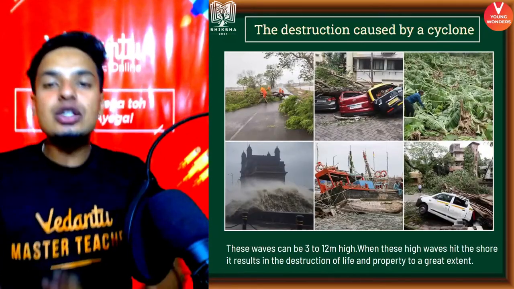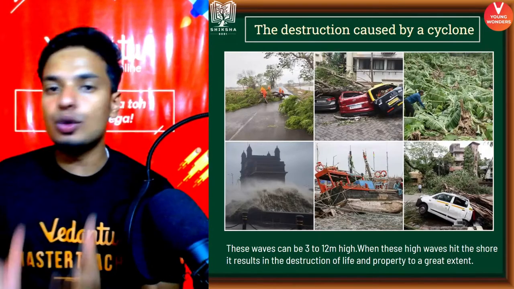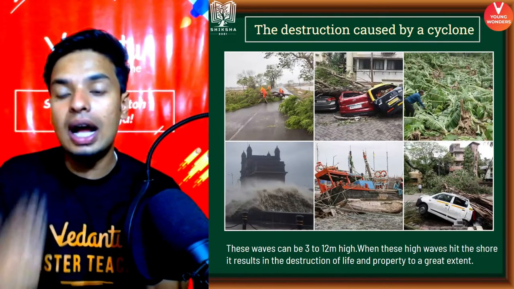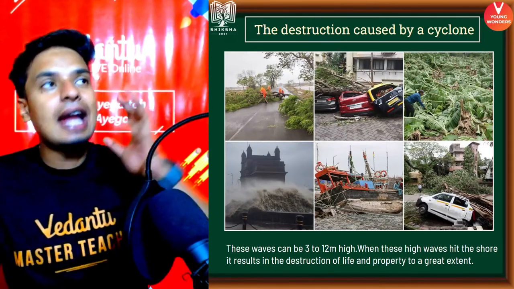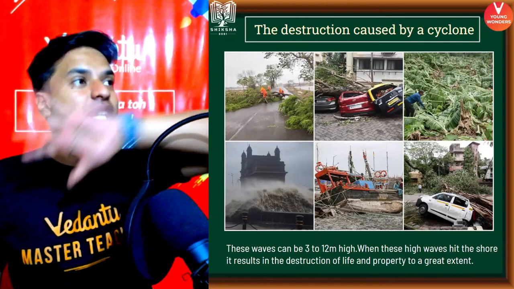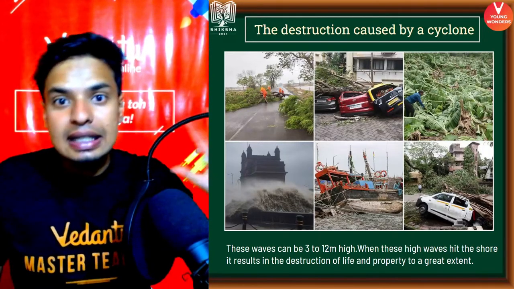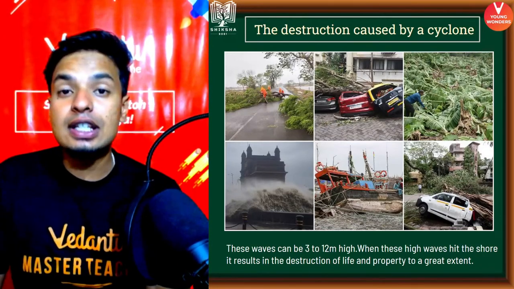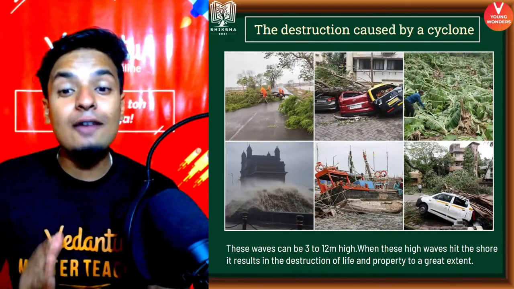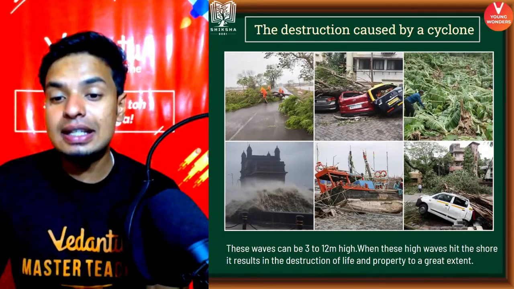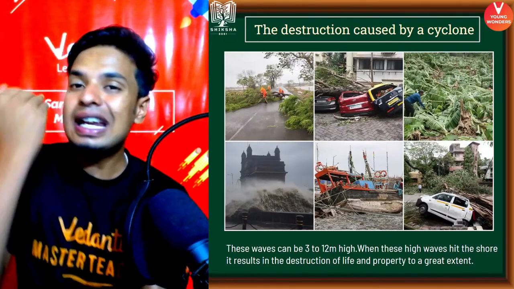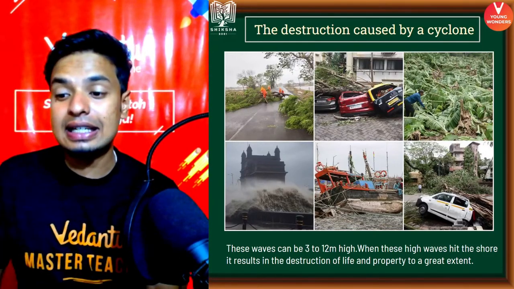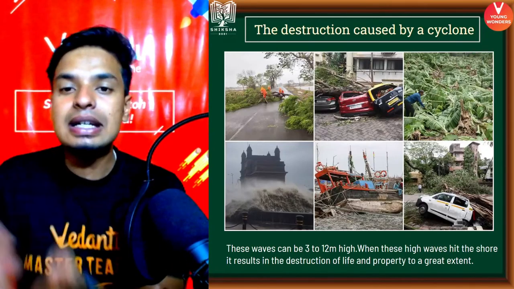First one. The destruction caused by the cyclone is pretty huge, guys. It's not some normal wind. A cyclone's wind speed can get so high. It's so powerful that it can make the trees fall down, make the buildings crack. It's that powerful. The waves can be up to 3 to 12 meters high. That means when these high waves hit the shore, they result in destruction of life and property to a great extent. So this water will definitely come inside the cities.